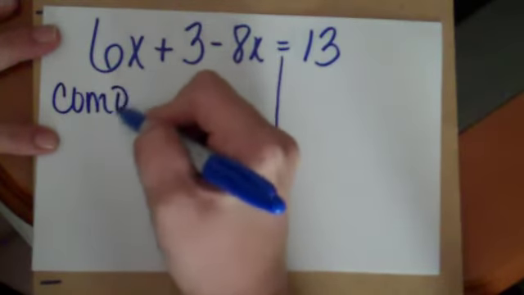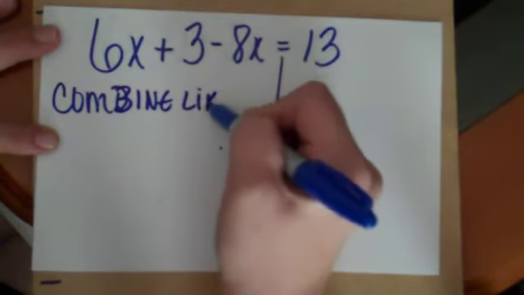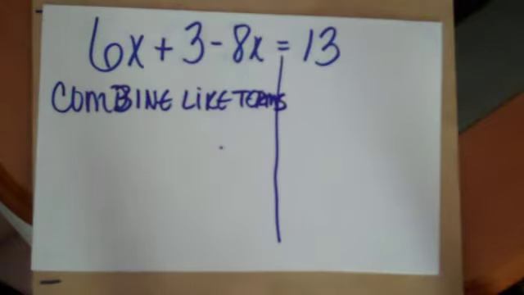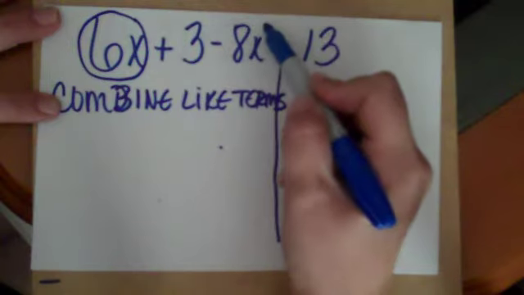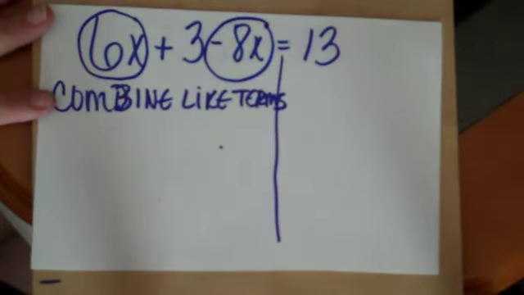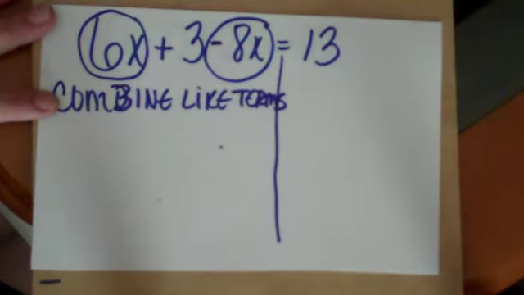combine like terms. Remember, like terms are terms that are alike. They have to be terms that have the same variable, and the variables have to have the same exponent. So in this case, 6x and negative 8x are like terms. Remember, the sign has to go with the term that it's in front of.